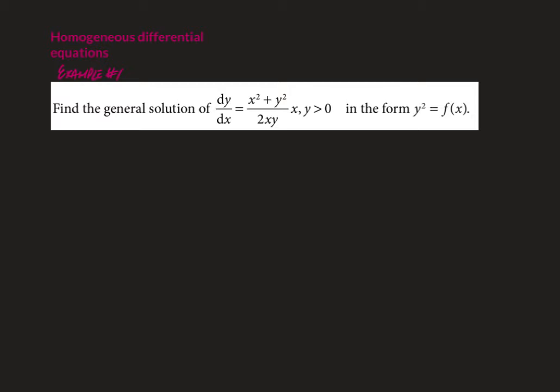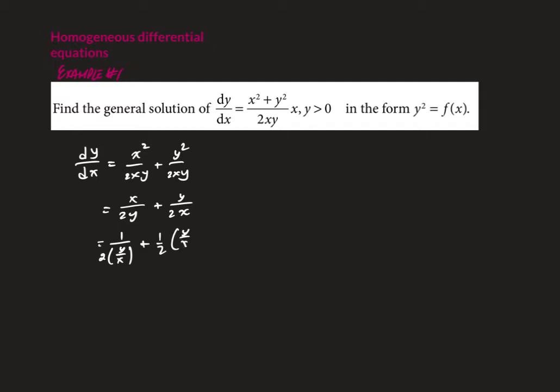So we are familiar already with this function and we know how to turn it into a function of the form f of y over x. So let's repeat that process again. We want to separate the fractions and simplify to get x over 2y plus y over 2x, and then we just write it in terms of y over x like so: 1/2 of y over x plus 1/2 of y over x.